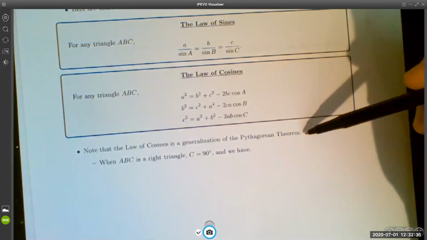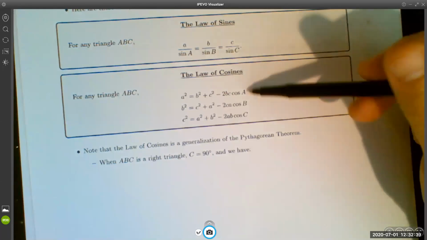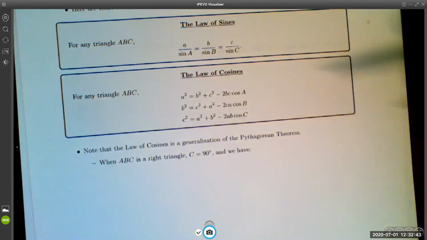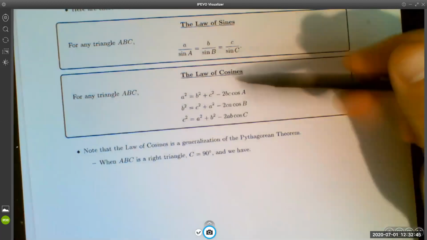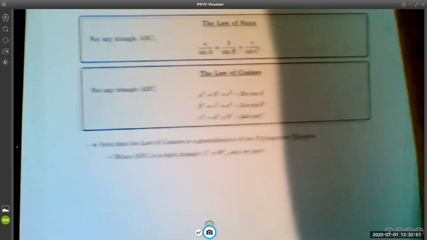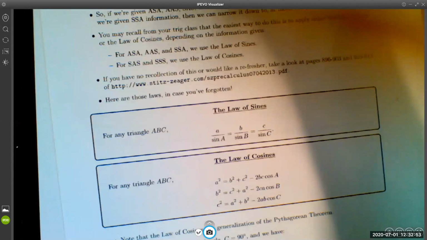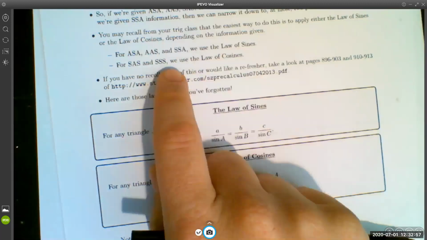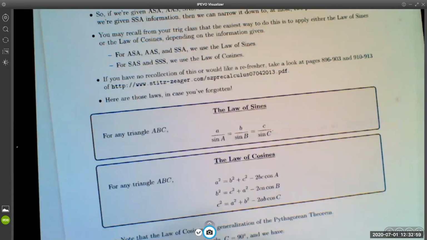The Pythagorean theorem you can only use on right triangles, but you can use the law of cosines on any triangle. Same thing with the law of sines. So for angle side angle, angle angle side, or side side angle, we use the law of sines. For side angle side or side side side, we use the law of cosines. Let me run you through several examples.